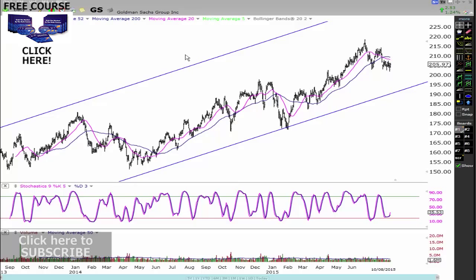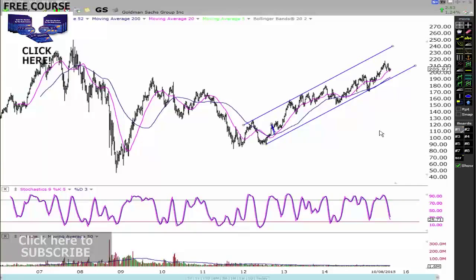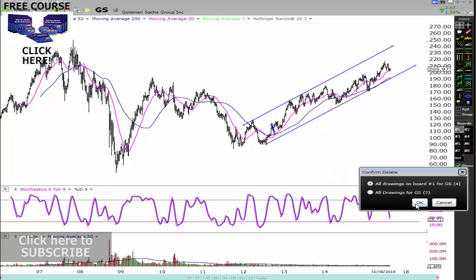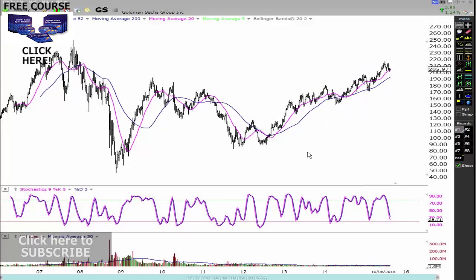So firstly, I'm looking at the daily chart of Goldman Sachs, and you can see my chart. Let's go over to the weekly chart now. What I want to do is delete everything, all the moving averages and everything off the screen, and get a good view of what's happening here, okay?